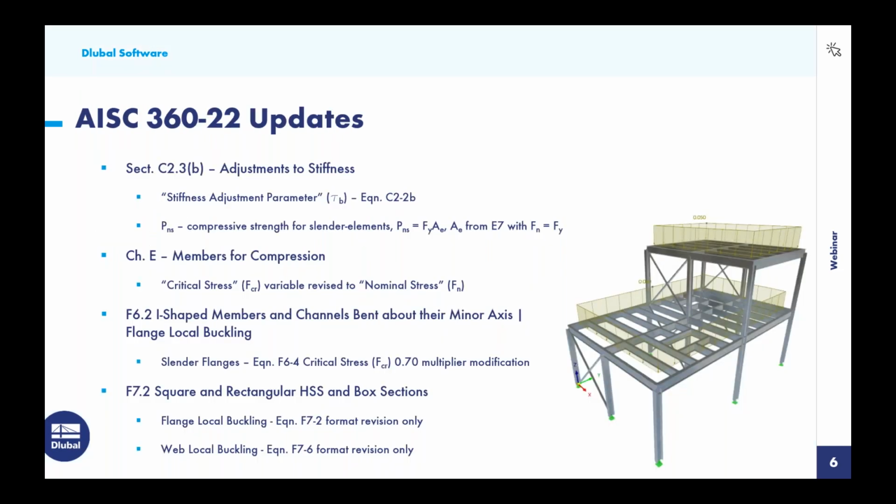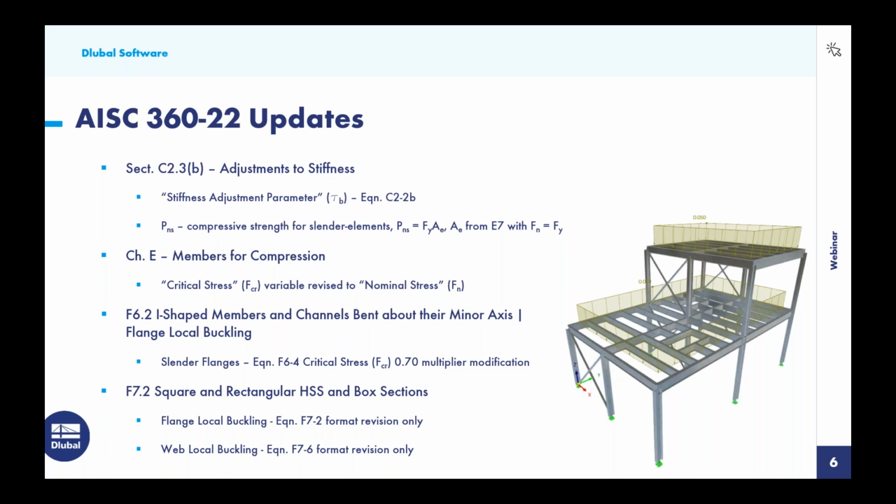Turning now to the AISC 360 and the new 2022 updates as they relate to RFEM specifically. So I have compiled here a list of the various updates and exactly what you'll see changed within the steel design add-on. The first section, C2.3, relates to the direct analysis method.